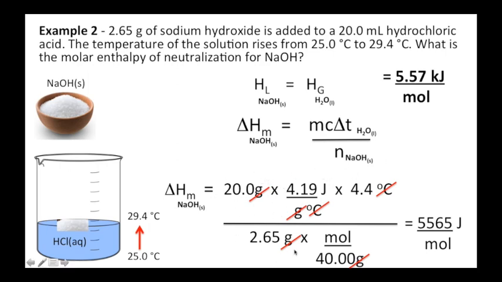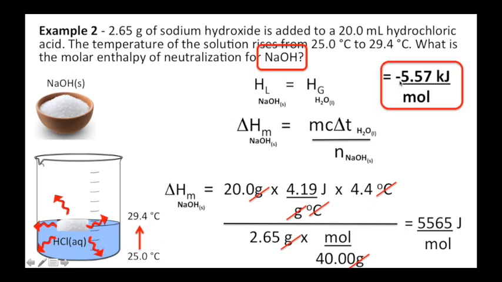3, 3, 3, 4, and we don't count temperature, we just ignore that. So, it's for sodium hydroxide. Sodium hydroxide gave the heat away when it reacted with hydrochloric acid. The water went up because sodium hydroxide gave away heat. Therefore, because the question's asking about NaOH, the NaOH is negative. It gave away heat. It's exothermic. There's my final answer.